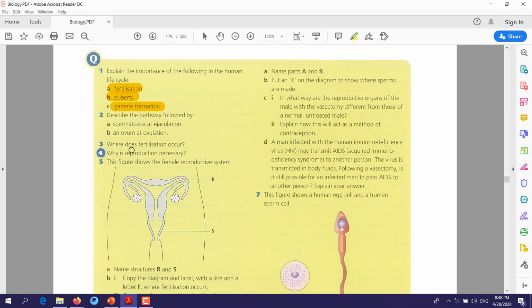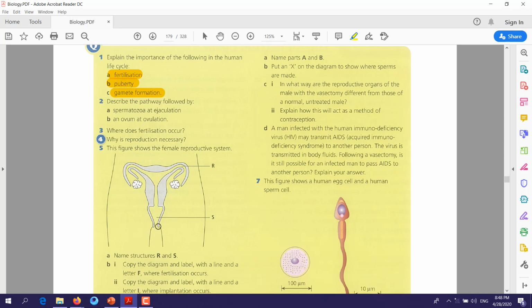B, an ovum at ovulation. The same thing here. During ovulation, the ovary produces the ova. The ova move through the oviduct. This is the ovulation: from the ovary through the oviduct.